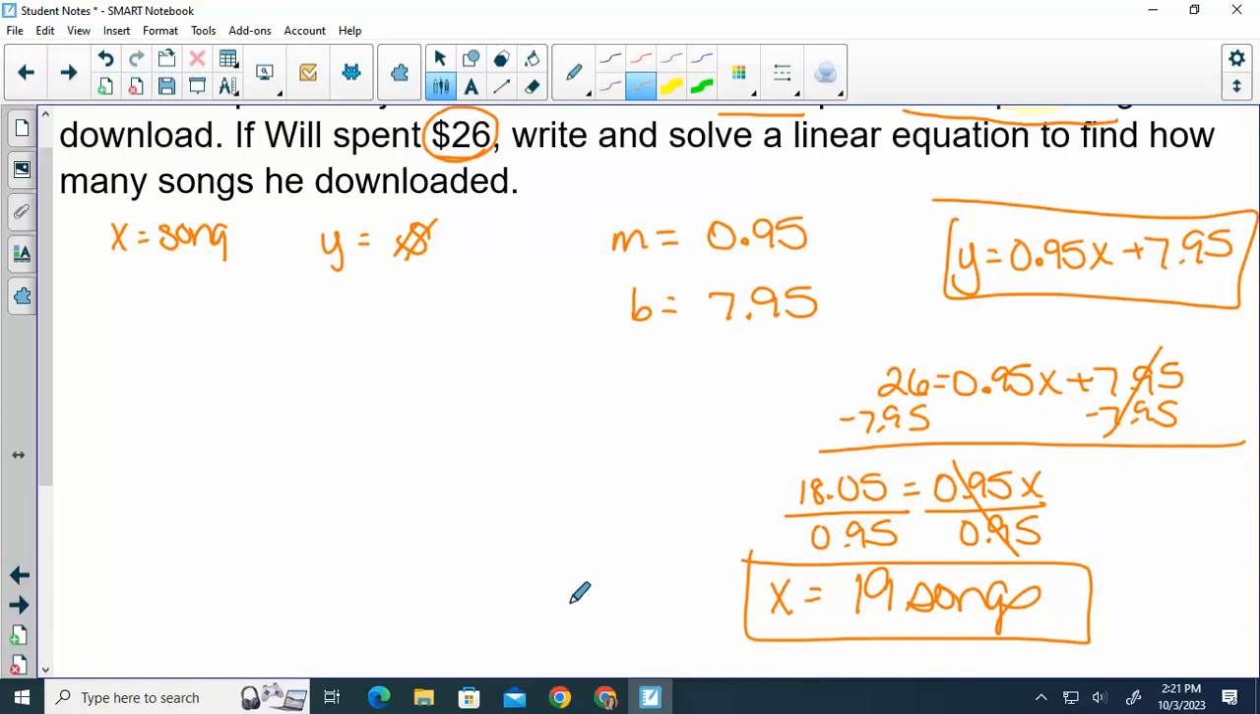Does it help writing out X and Y? Does it make it a little more clear where to plug in that 26 later on? Because that seemed to be the main problem yesterday. Okay, any questions right there?